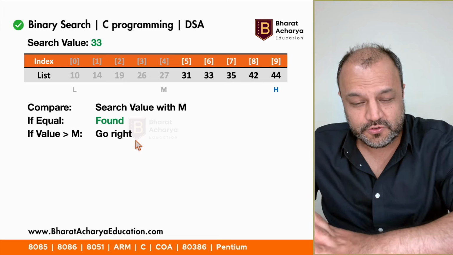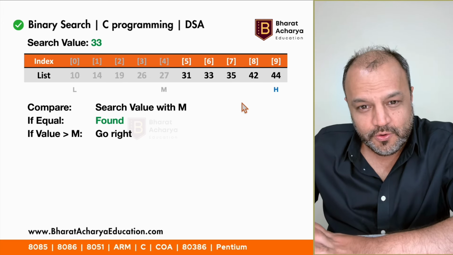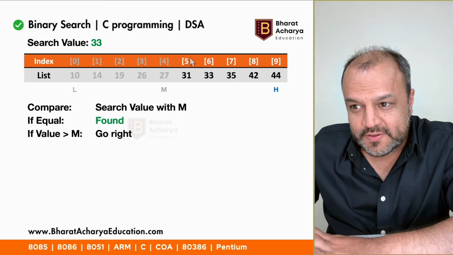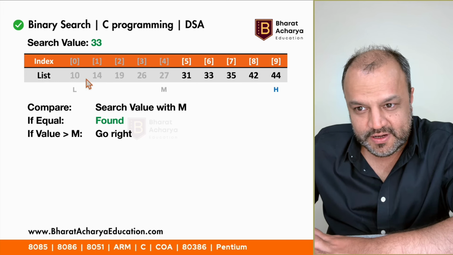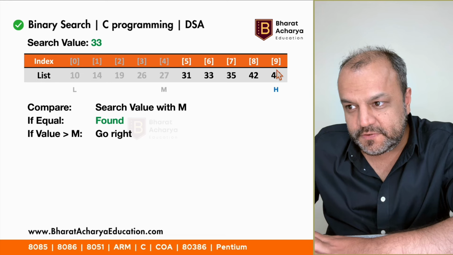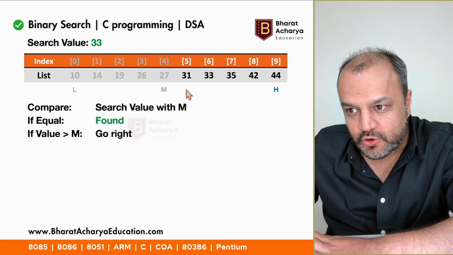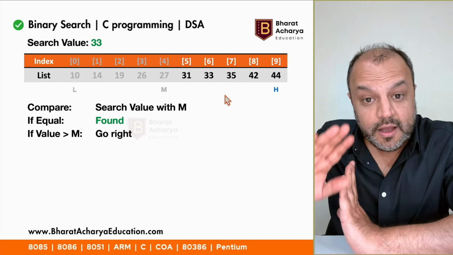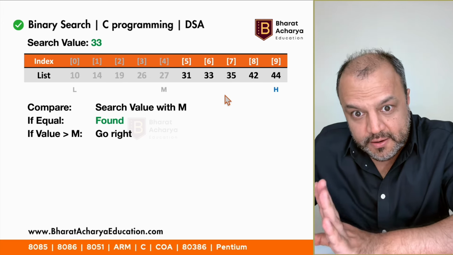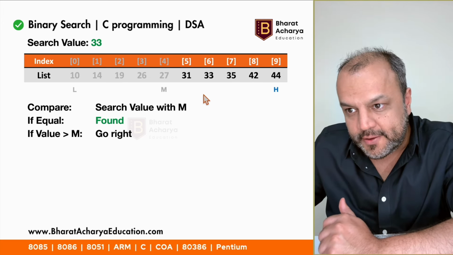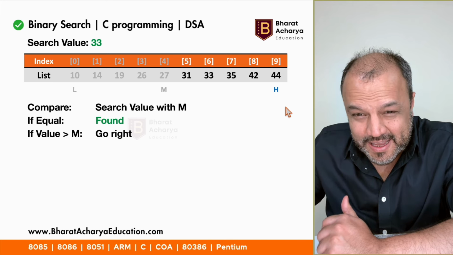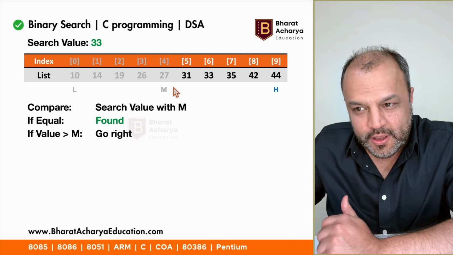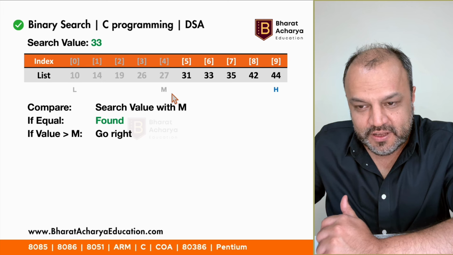Now, I want to focus on this go right a little bit. When you say go right, that means now this is your new series. I've highlighted it. It should be easy for you to see. I've dimmed this whole part. So this is your whole series. That means this is now your low. Mid comes later. Calculate mid later. Don't try to look for mid. Look for low and high. When you go right, your high remains the same. Your low is the next after the current mid.